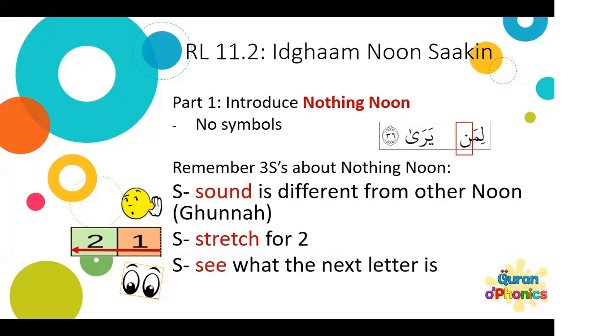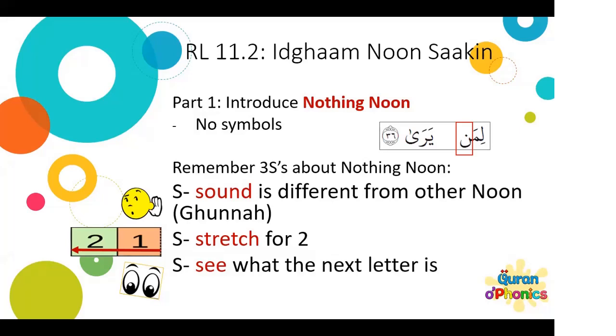So we said the first is that the sound is different from nothing noon. Now the sound will always be different. The sound of nothing noon before ya and waw will be different. The sound of nothing noon before any of the ikhfa letters will be different. So we can't say that there is one specific sound for nothing noon. It depends on the letter after it.